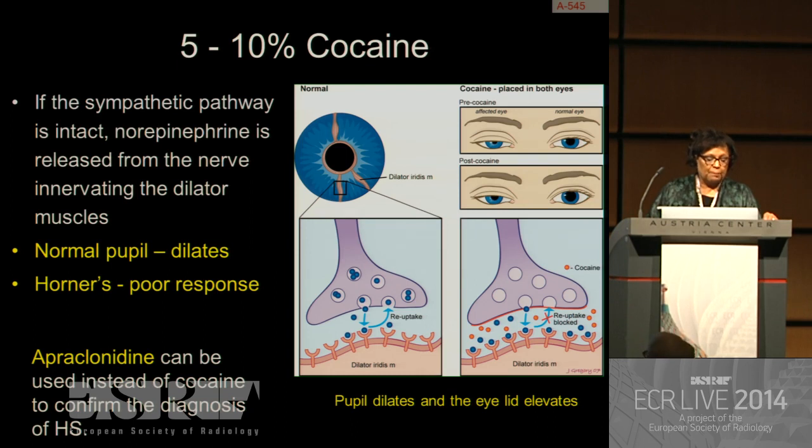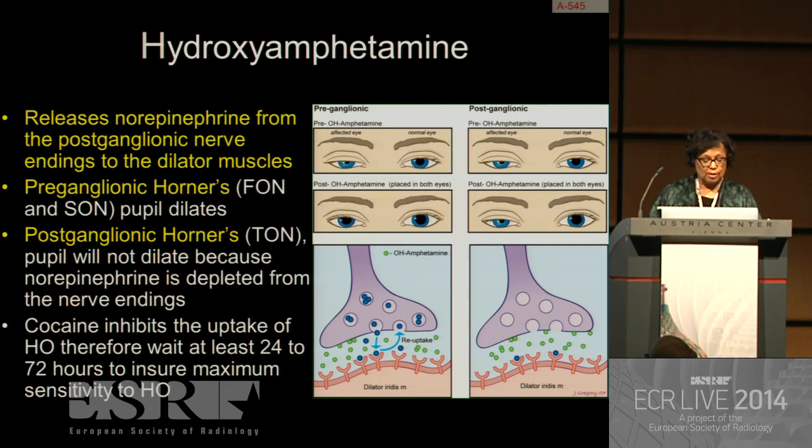So if the sympathetic pathway is intact, norepinephrine is released from the nerves innervating the dilator muscles. And as you can see here, even on the normal side, the pupil will dilate when you put the cocaine in. But on the side where the patient has the Horner syndrome, it dilates as well, and there's also some elevation of the eyelid on that side. So the normal pupil dilates. The Horner's pupil also dilates, but has a much poorer response. And you also, again, as I said, have some elevation of the eyelid associated with that as well.